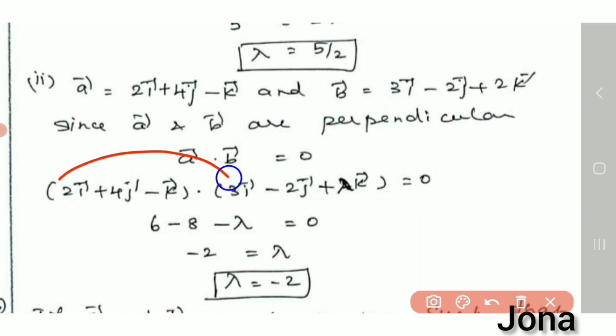So 2 into 3 is 6. 4 into minus 2 is minus 8. Minus 1 into lambda is minus lambda. Here 6 minus 8 is minus 2. Take this minus lambda to the other side, it will become plus lambda. So lambda equal to minus 2.